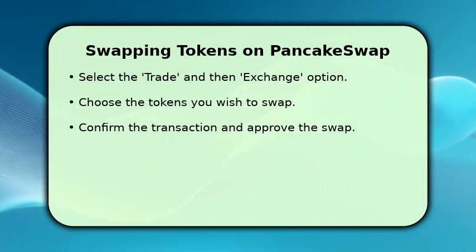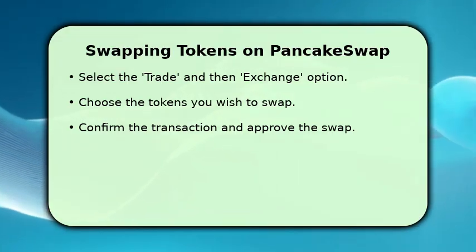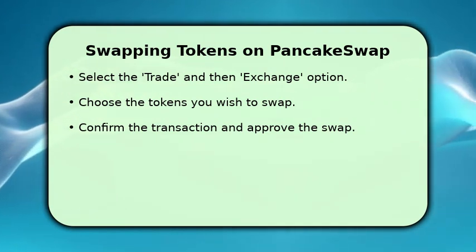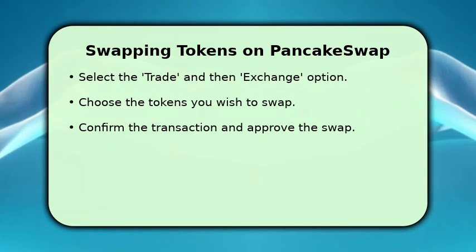On Pancakeswap, select Trade then Exchange. Choose the token you want to swap from and the token you wish to receive. Enter the amount, review the details, and confirm the transaction. You'll need to approve the swap in your Trust Wallet, which will incur a small BNB gas fee.